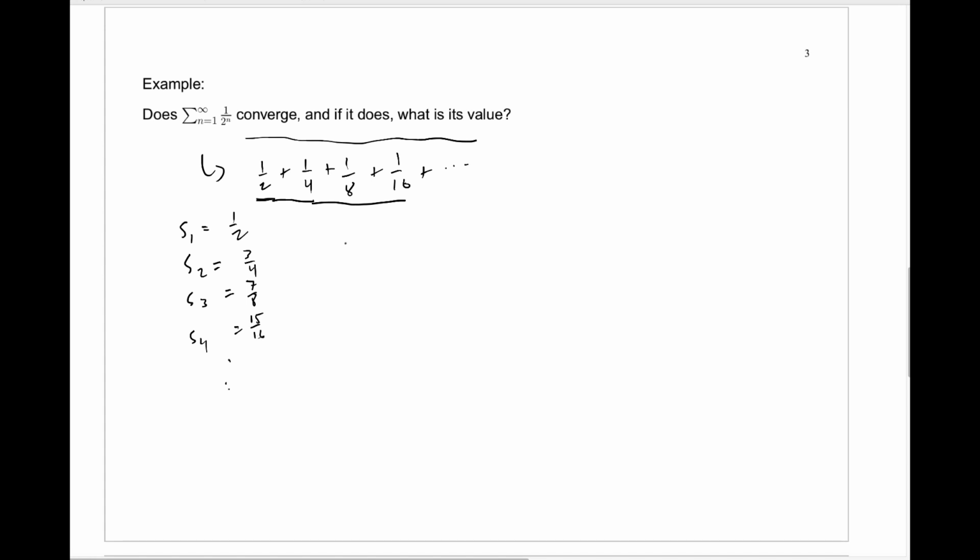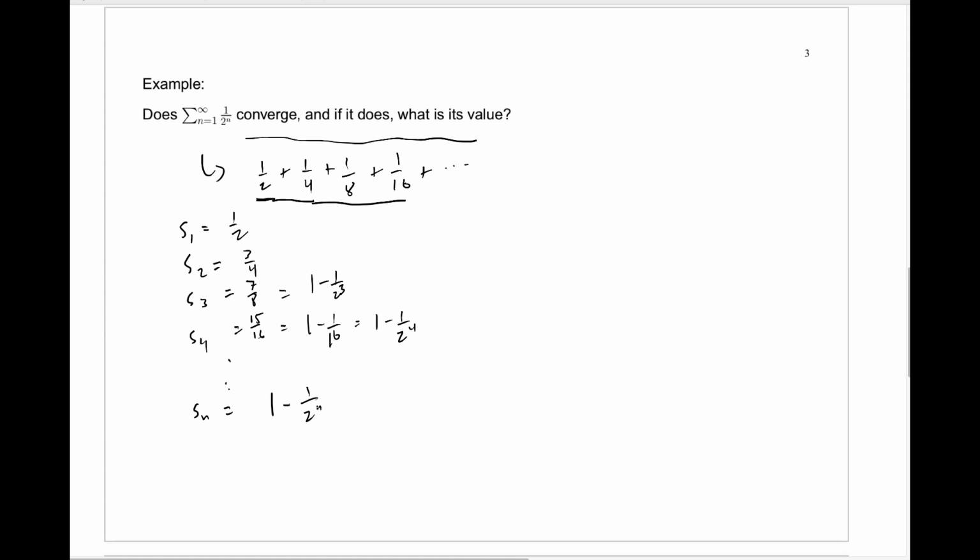What's S4? When we add the first four terms, we get 15/16. It's pretty easy, and try to convince yourself of this formula, that S sub n, the nth partial sum, is exactly 1 minus 1 over 2 to the nth power. In other words, this is 1 minus 1/16. That's 1 minus 1 over 2 to the fourth power. This is equal to 1 minus 1 over 2 to the third power.